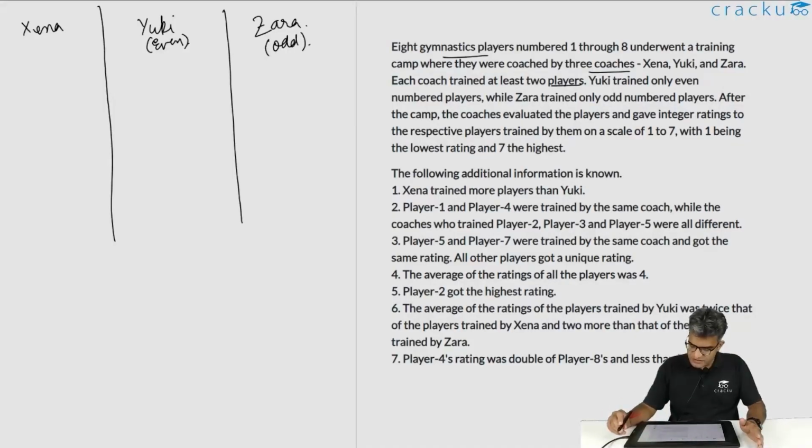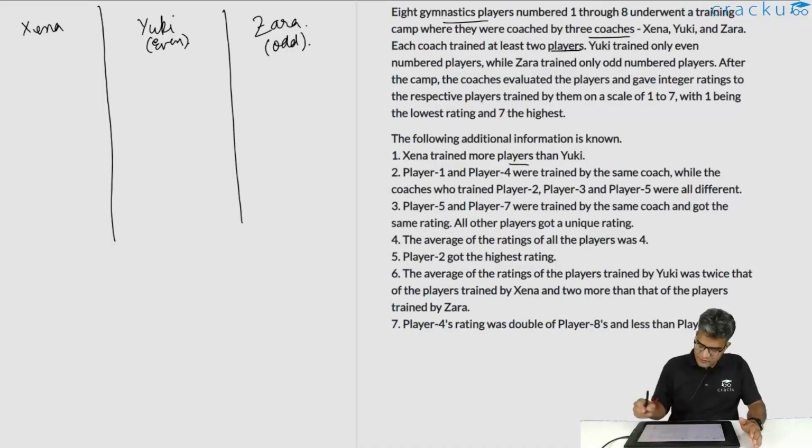After the camp, the coaches evaluated the players and gave integer ratings. The respective players trained by them on a scale from 1 to 7. 1 is the lowest and 7 is the highest. Okay. Zena trained more players than Yuki.